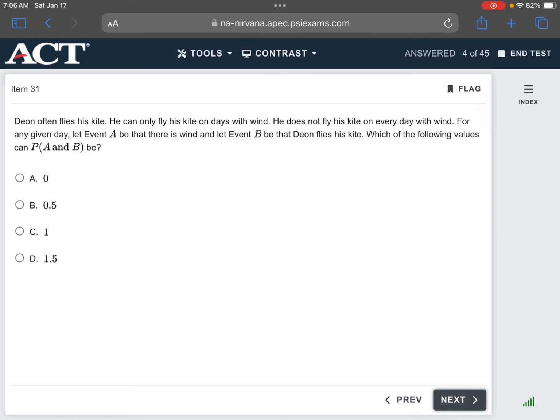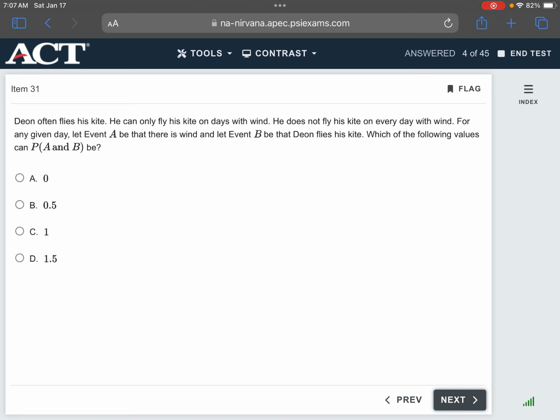All right, so interesting question today. It tells us that Dion often flies his kite. That's nice. He can only fly his kite on days with wind. Okay, makes sense. He does not fly his kite on every day with wind. So when there's wind, sometimes he flies his kite, sometimes he doesn't. Then it says, for any given day, let event A be that there will be wind, and event B that Dion flies his kite. Okay, so we're dealing with a probability.